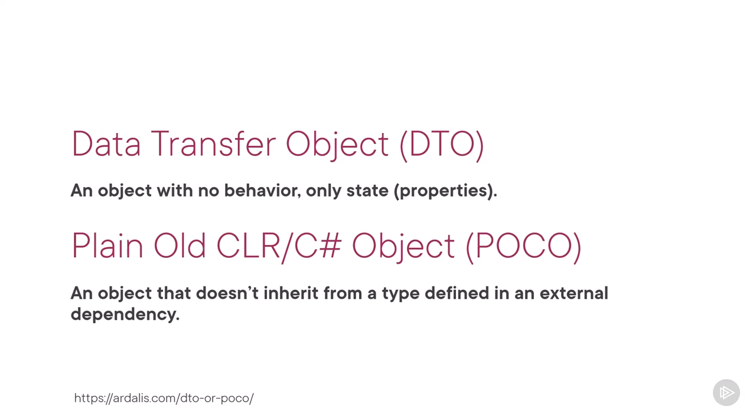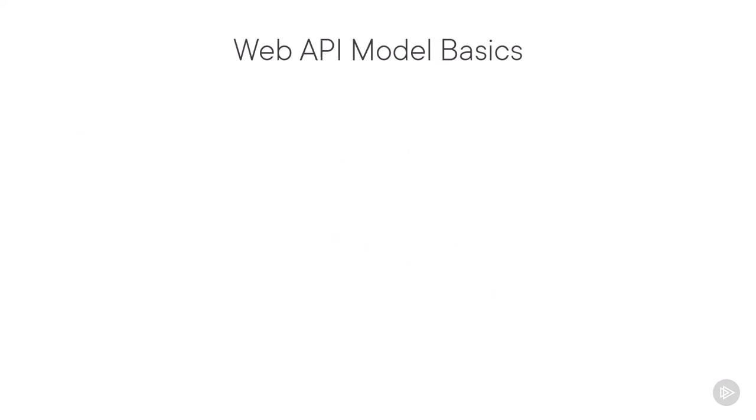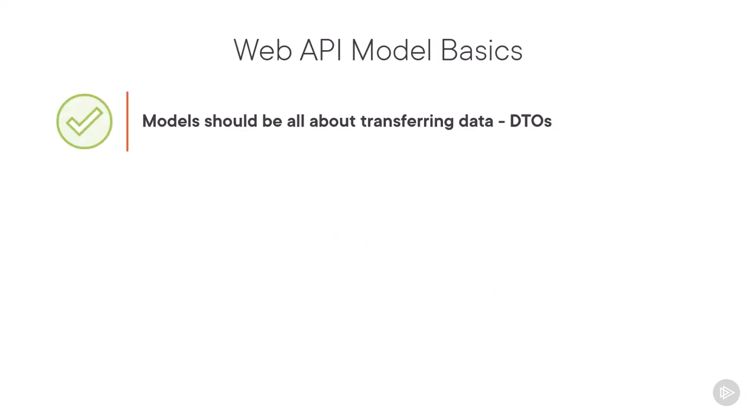Why should your API models not have behavior? Because their only purpose is to be serialized and deserialized into a text format, which is then sent over the wire. At a minimum, your model types should be focused purely on transferring data. That's it. That's their sole responsibility. Make sure they're just DTOs. To define your model DTOs, you can use C# record types or classes.